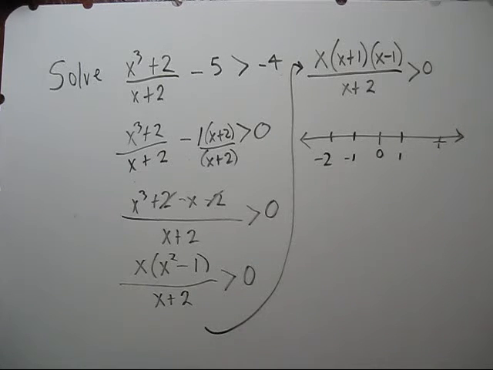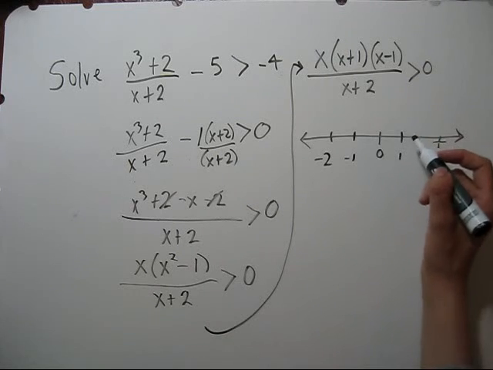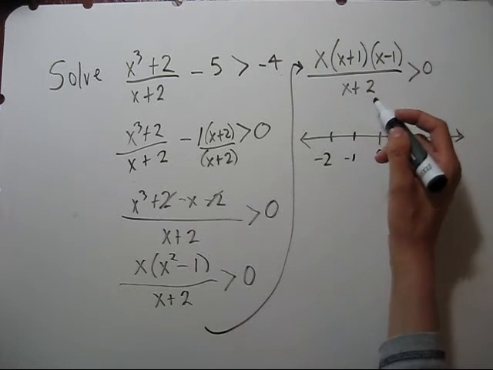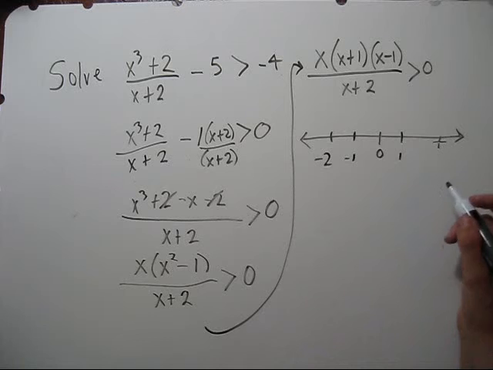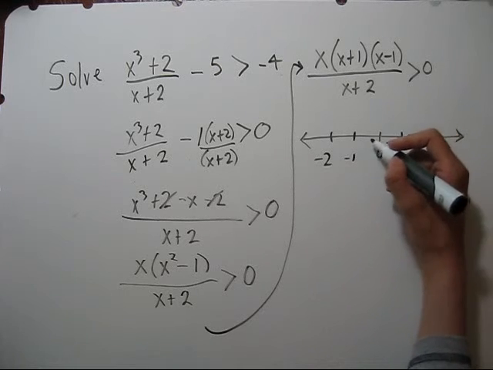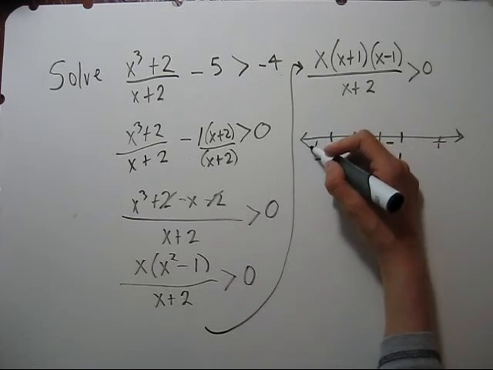Now let's use the multiplicity. All of these factors have odd multiplicity, so they'll just change signs. So we'll go positive, negative, positive, negative, positive.